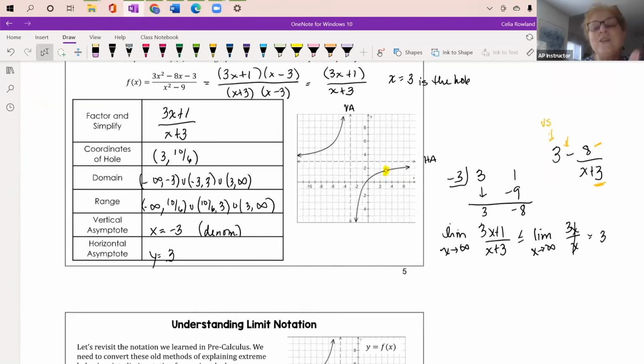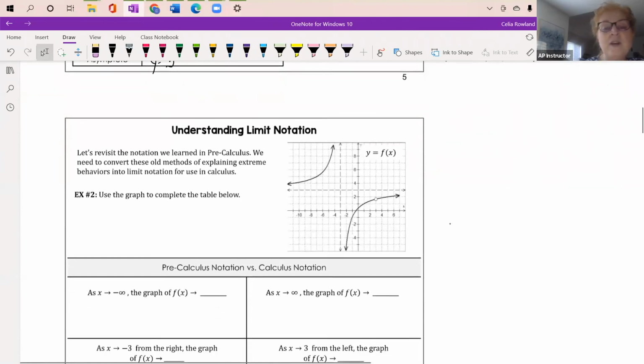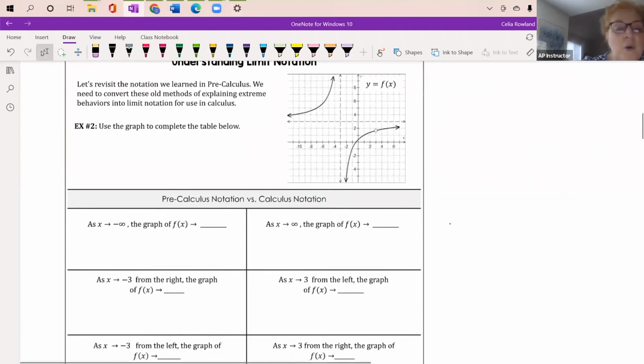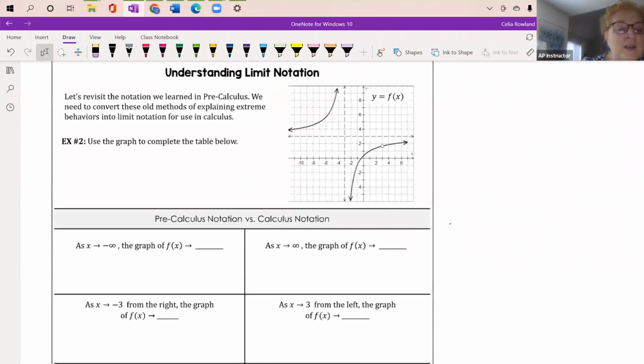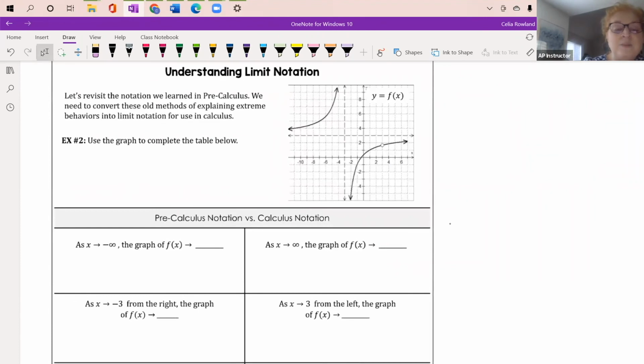So we've got 2 different things to look at today where we're talking about the limits. We're going to look at pre-calculus versus the calculus notation. I love this. So we've got the graph and we're going to fix the table. As x goes to minus infinity, that means I'm going out this direction, then this is going to 3, correct? As x is going to infinity, the graph of f of x is going to 3 as well, going in this direction.